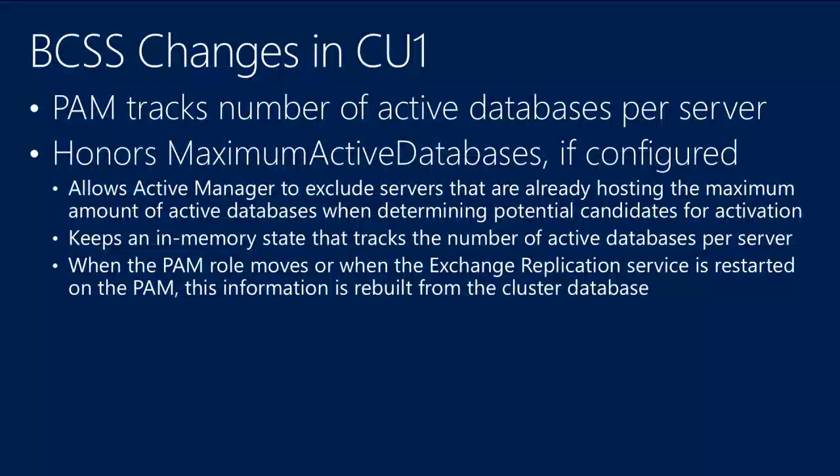So now the primary Active Manager actually tracks the number of active databases on each server. We have that information, and if the PAM moves around, that information travels with it, or if the PAM crashes and it's lost, it's rebuilt automatically from the cluster database when the PAM comes back up. So PAM knows, and remember it's PAM that does the activation itself, so PAM now knows which servers are at their limit or not. If it detects that, oh, server B already has 35 databases running, and that's its limit, it won't even consider it as a candidate for activation.